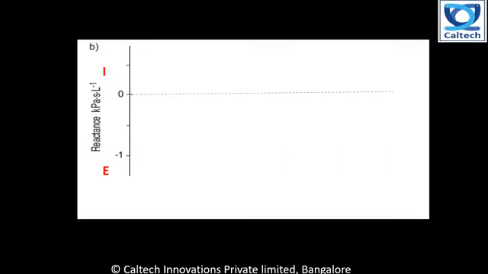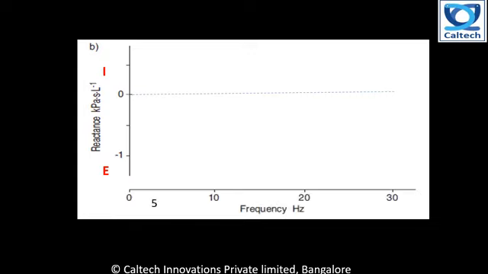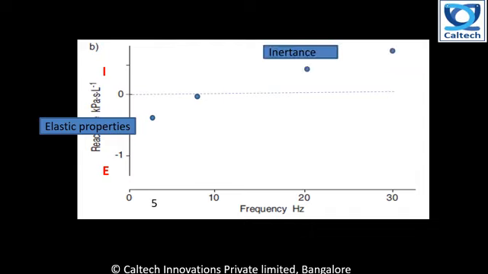The other graph that we get is reactance versus frequency. We know that reactance is made up of two components: one is the elastance and the other is inertia. So reactance is plotted against frequency. At a lower frequency, the elastic properties of the reactance are dominant. At high frequencies, the inertance becomes dominant.